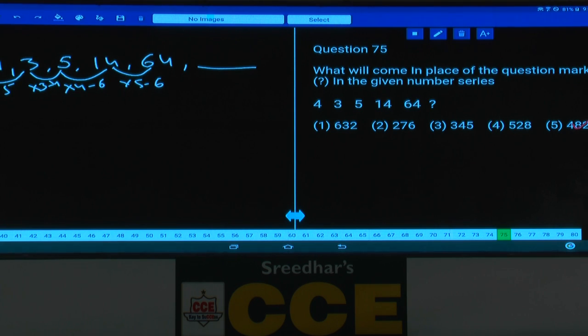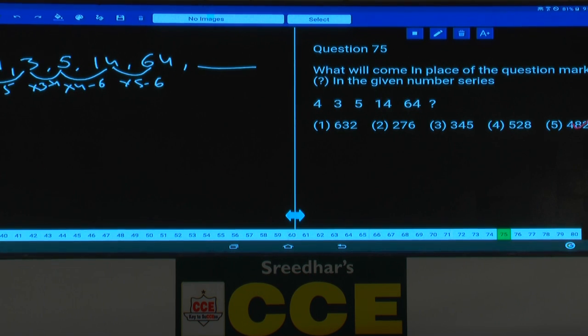Next one. Then, 4 into 1 minus 1 and 3 into 2 minus 1 and 5 into 3 minus 1 and 14 into 4 minus 1, we should have 56. We should have 56, isn't it? 14 into 4 is 56, minus 1, 55. What is the answer?